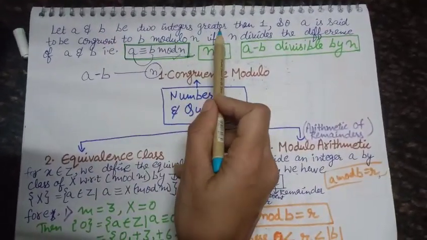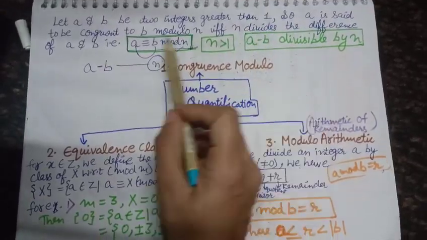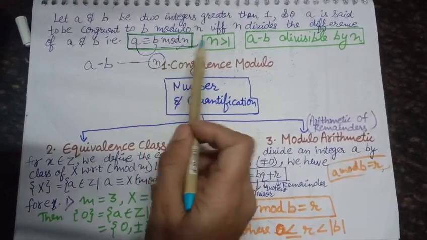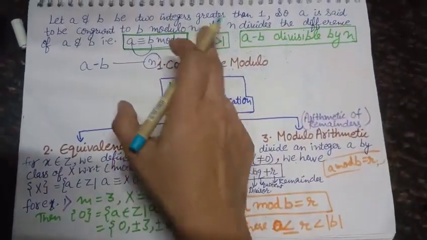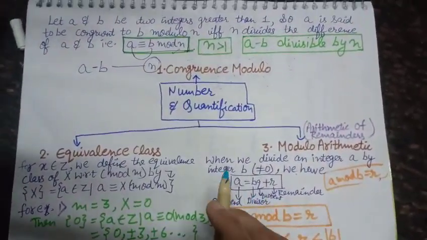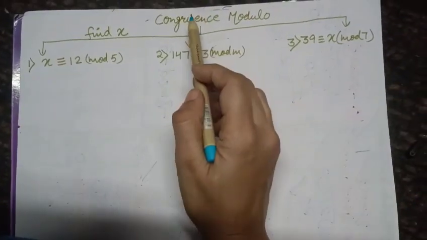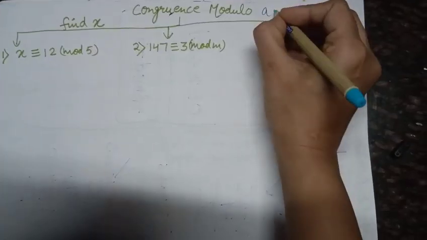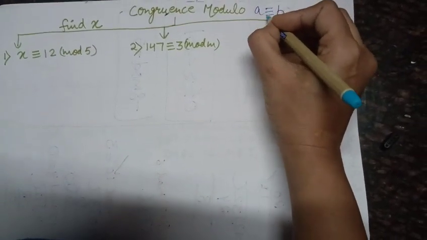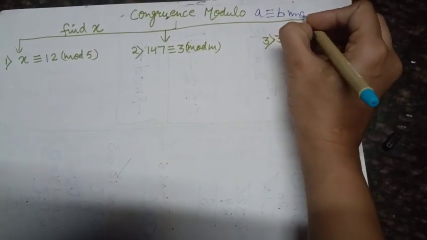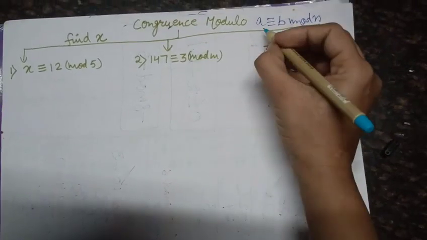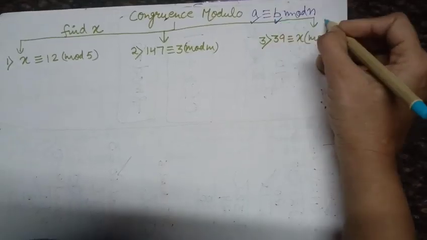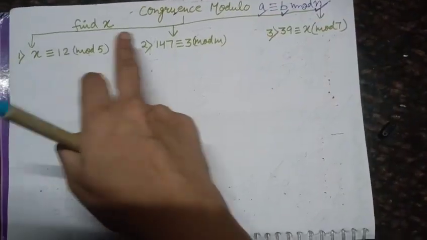If A and B are two integers and N is greater than 1, then A is said to be congruent to B modulo N if N divides the difference of A and B. Now we just try to solve the questions, then you will easily be able to understand the concept. Basically, we have three kinds of questions in congruency modulo. Congruency modulo is A ≡ B mod N. So maybe one time this is going to be missing, or this is going to be missing, or this is going to be missing. So three kinds of questions are there.